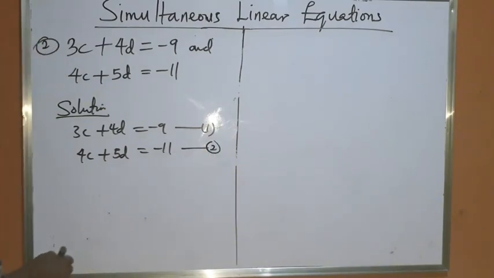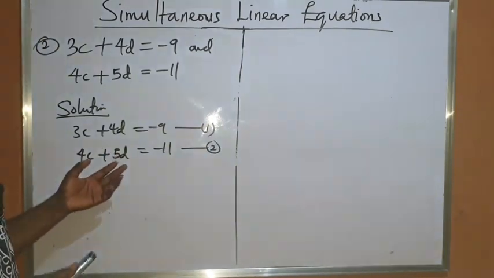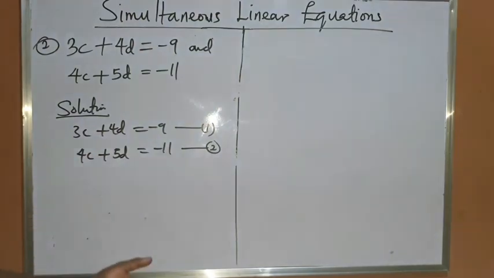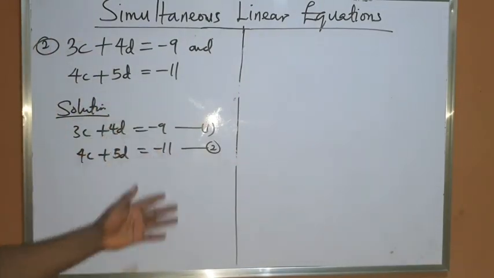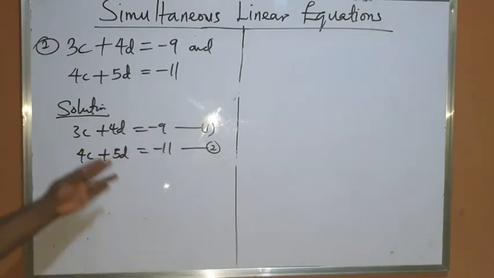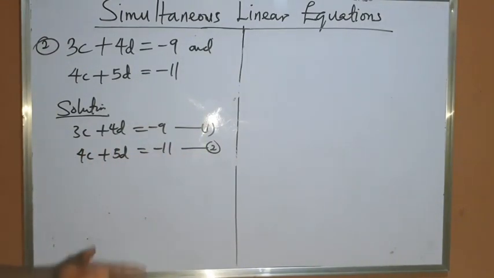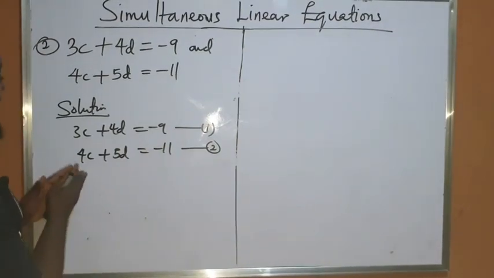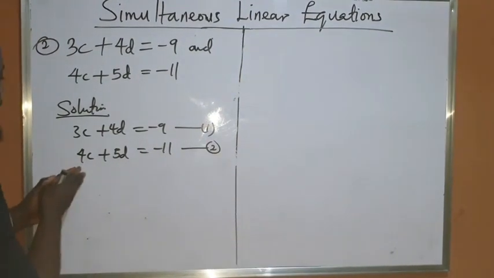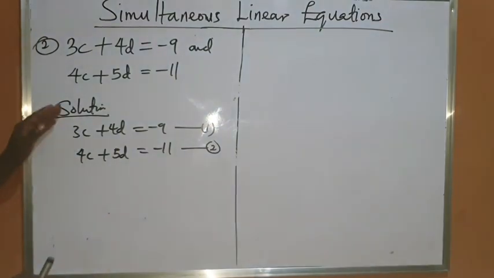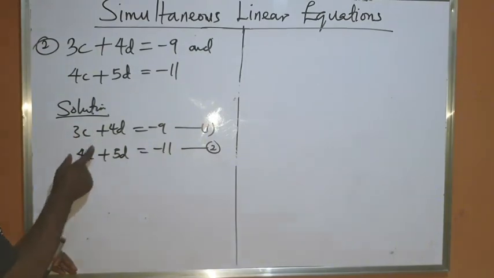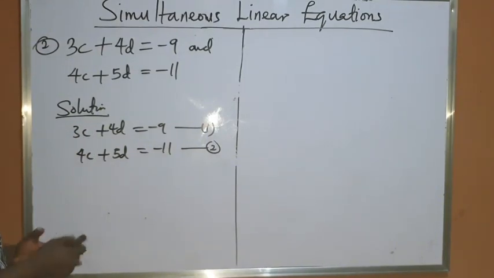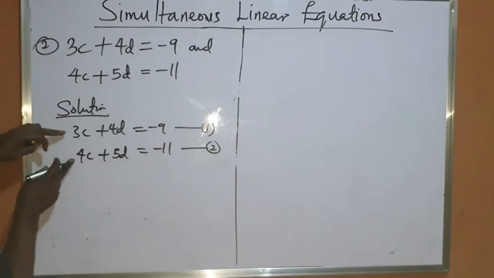All right. So if you look at this, you notice that none of the variables have the same coefficients in both equations. So what are we going to do? In the one we just finished, we had one whose coefficients were the same in both equations. So in this case, we decide which of the variables we want to eliminate. Is it c or is it g? Assuming I want to eliminate c, I must do something that will make the coefficient of c in equation 1 equal to the coefficient of c in equation 2.